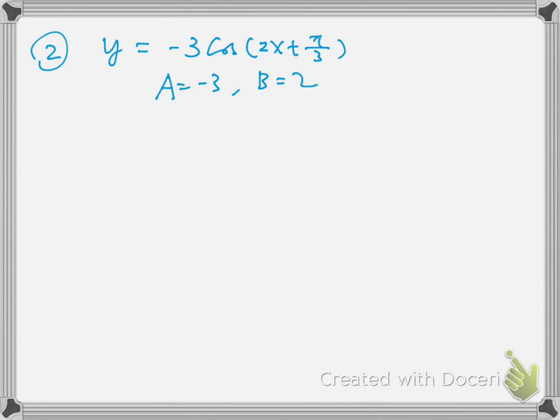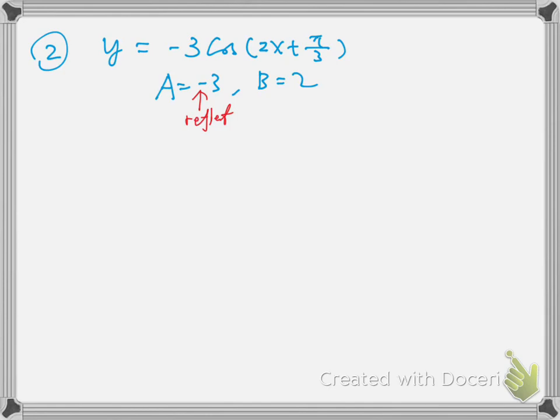Number 2 is y equals -3 cosine of 2x plus pi over 3. So here A is -3, B is 2, right? C is not important. You don't have to write down C is pi over 3. This negative sign means we have to reflect the whole curve in the end. So first we draw the curve for A is 3, and then we reflect it to get the curve A is -3.